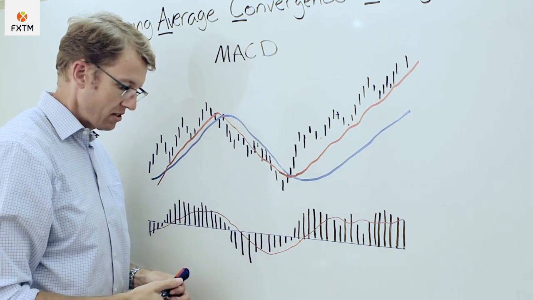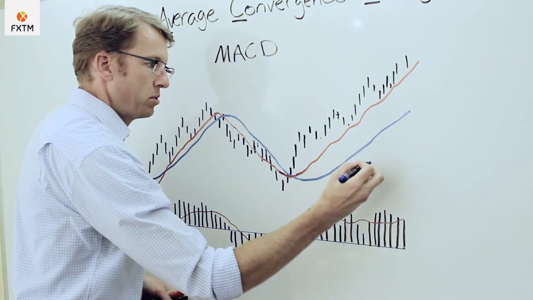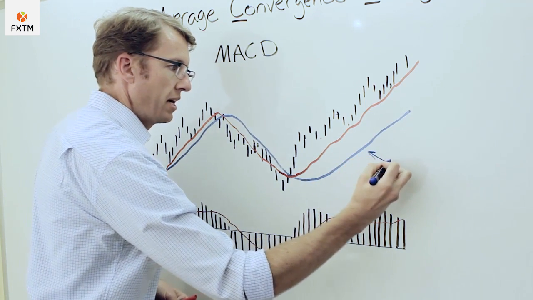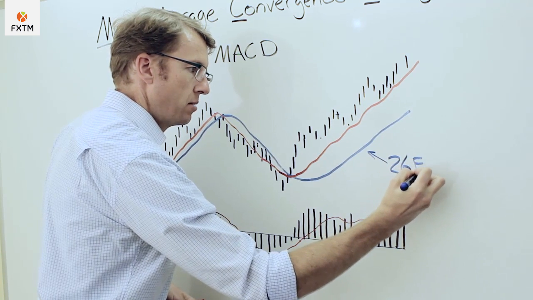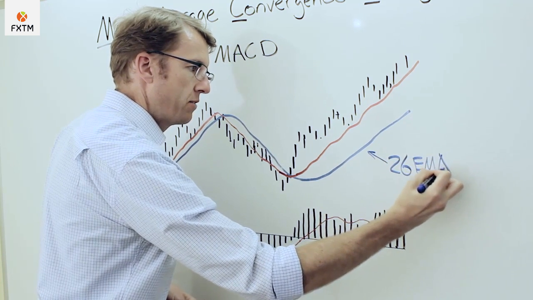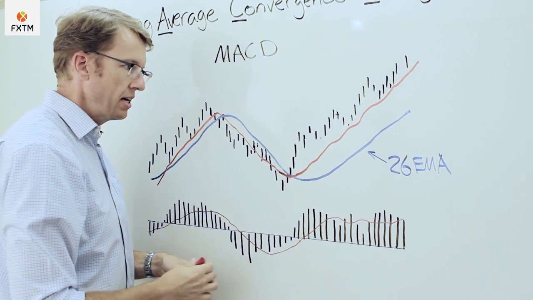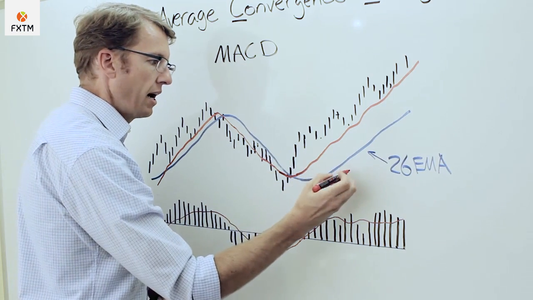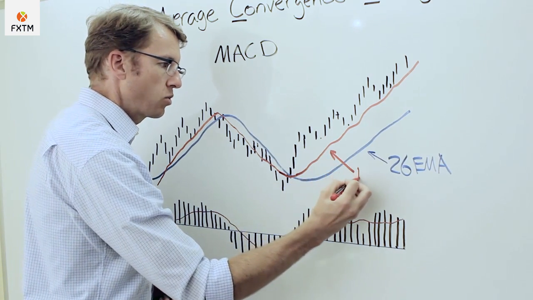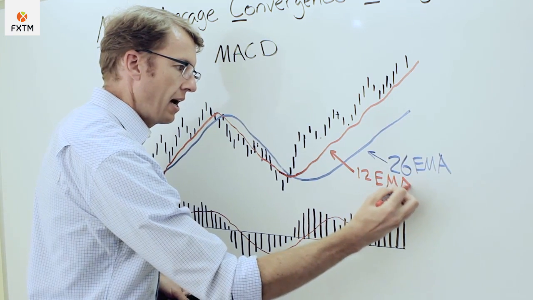The first one is a slow period moving average, which I'm going to identify as the blue line here, which is a 26 period exponential moving average. The second moving average that we're evaluating as part of the MACD is faster. As you can see here, it's crisscrossing the slower one, and that's the 12 period exponential moving average.